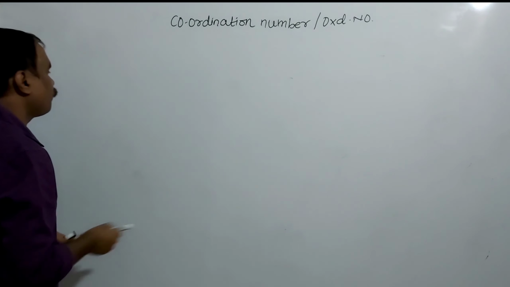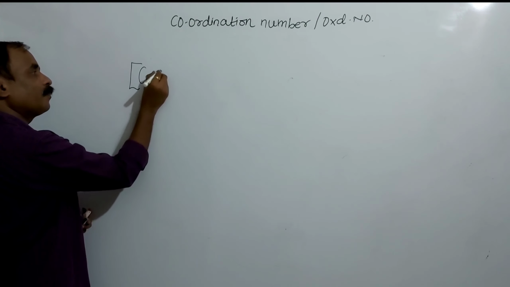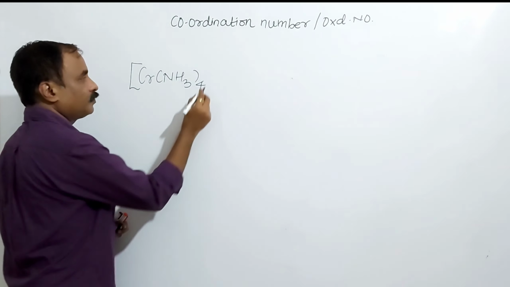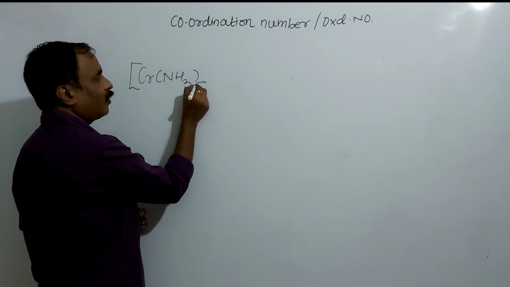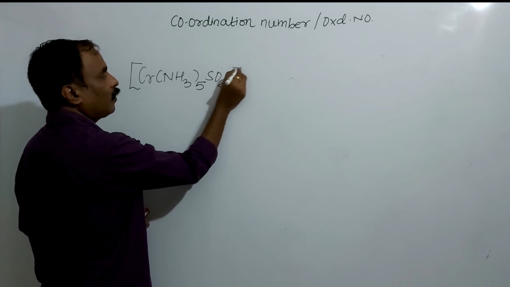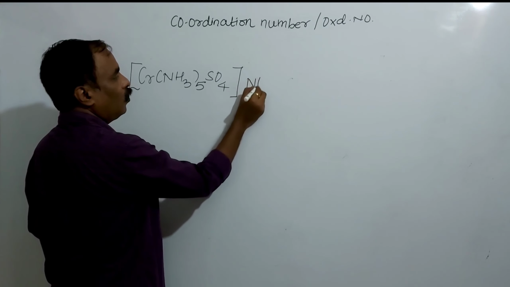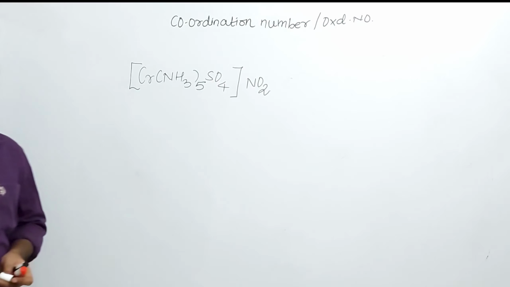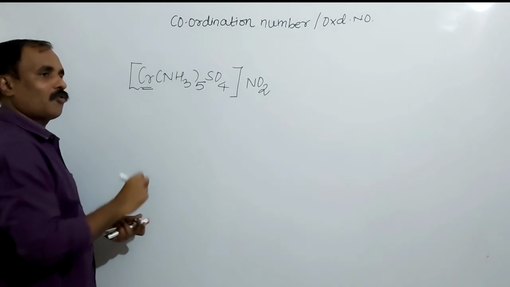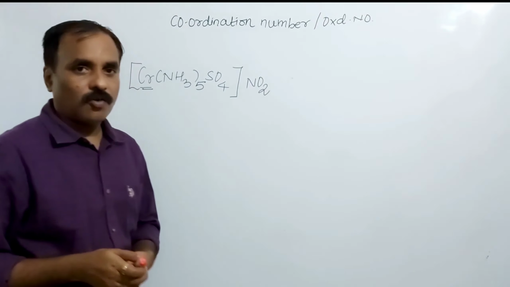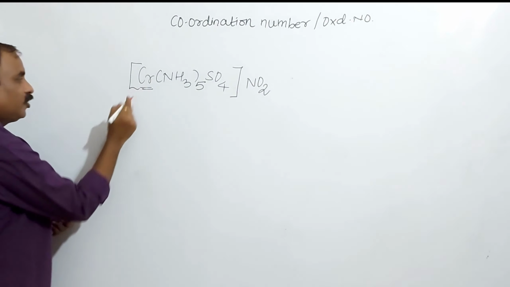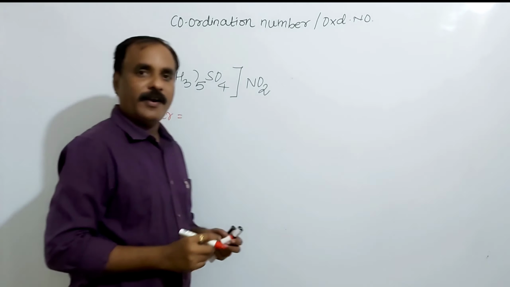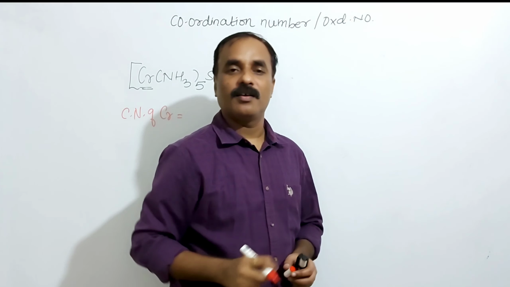Suppose the complex is a complex of chromium, [Cr(NH3)5 SO4] NO2. Suppose the complex is like this. Coordination number of chromium. What is the coordination number of this? What is coordination number? The number of coordinate bonds to that metal.